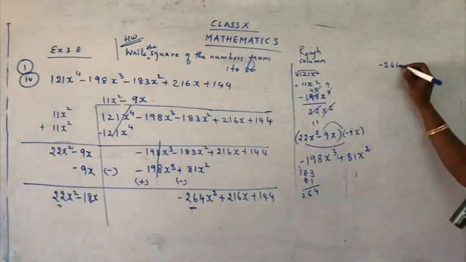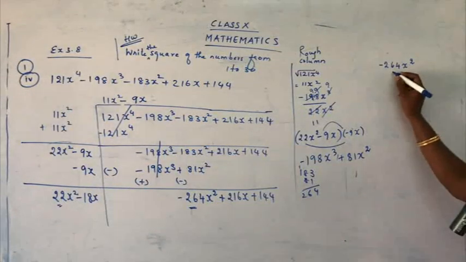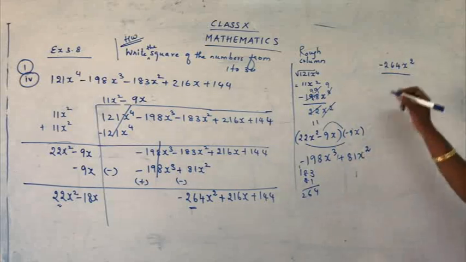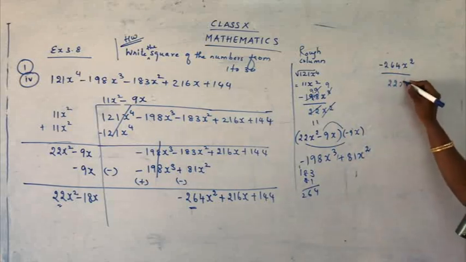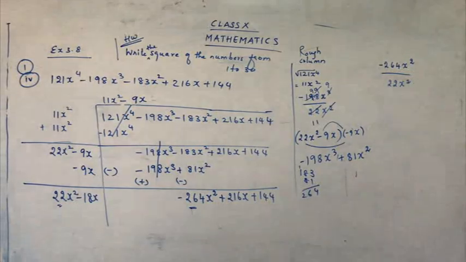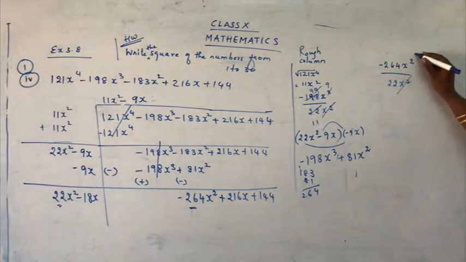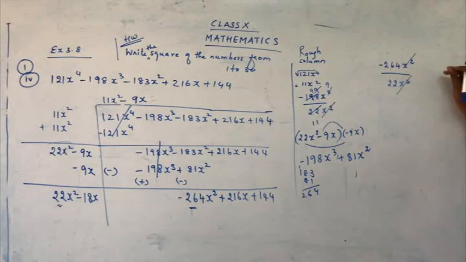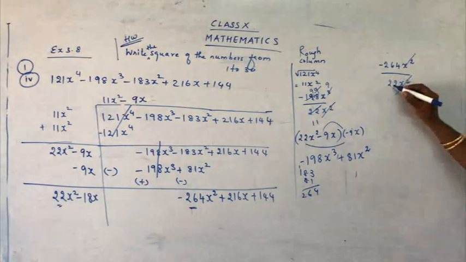Minus 264x square upon 22x square. So what happens here? x square gets cancelled. Done. First work is done. I'll just divide by 2.